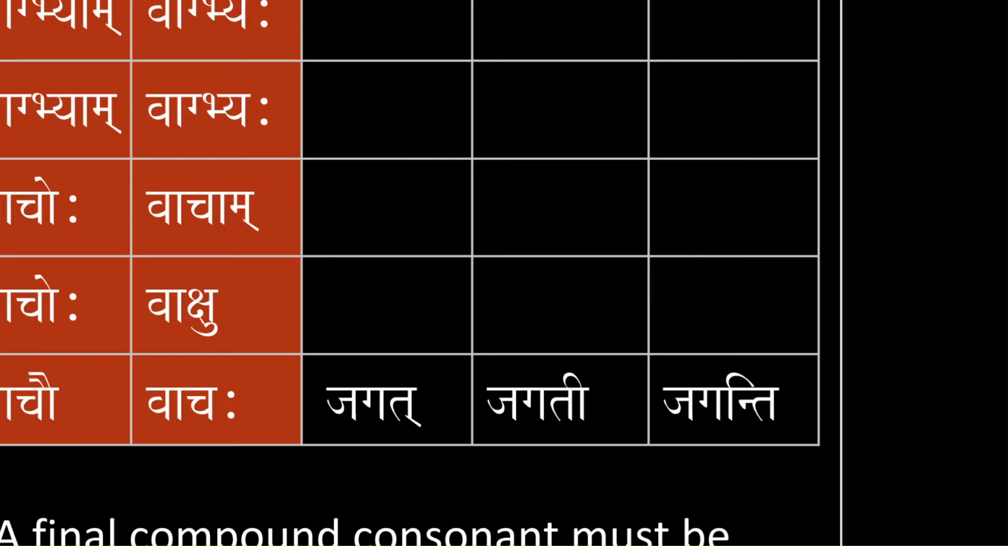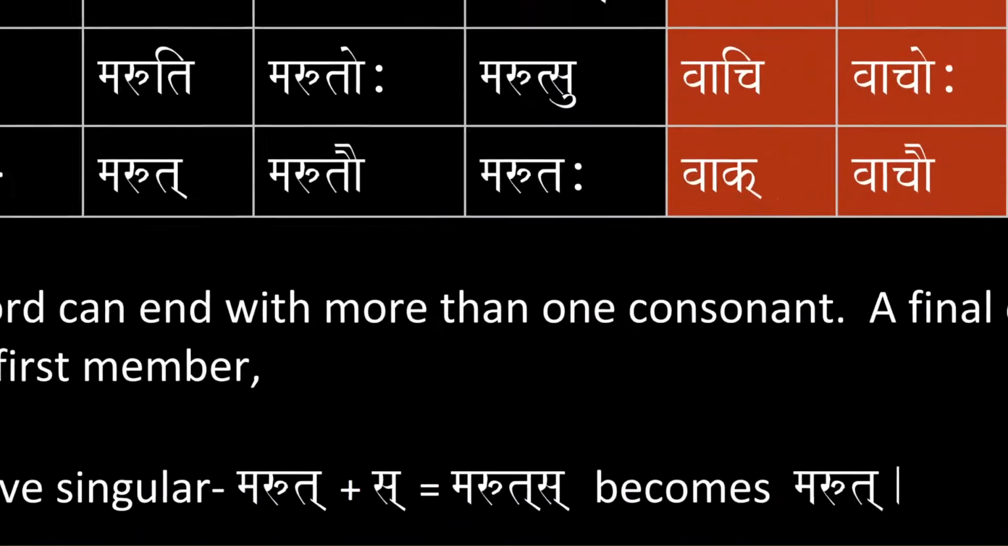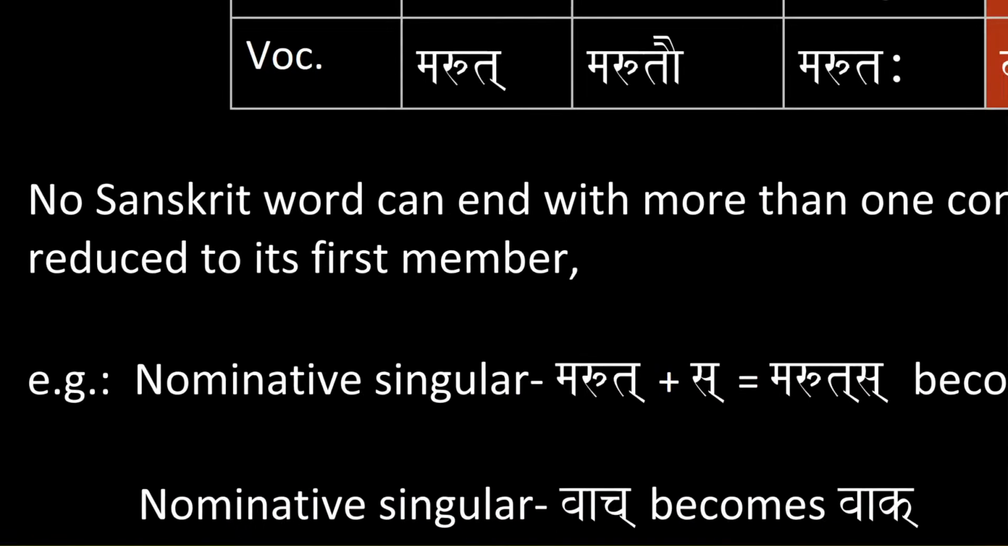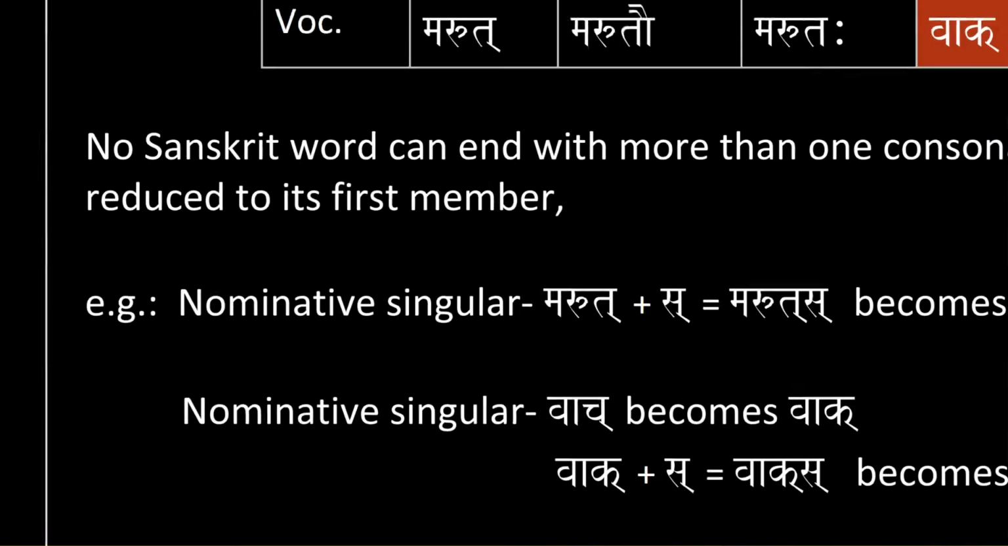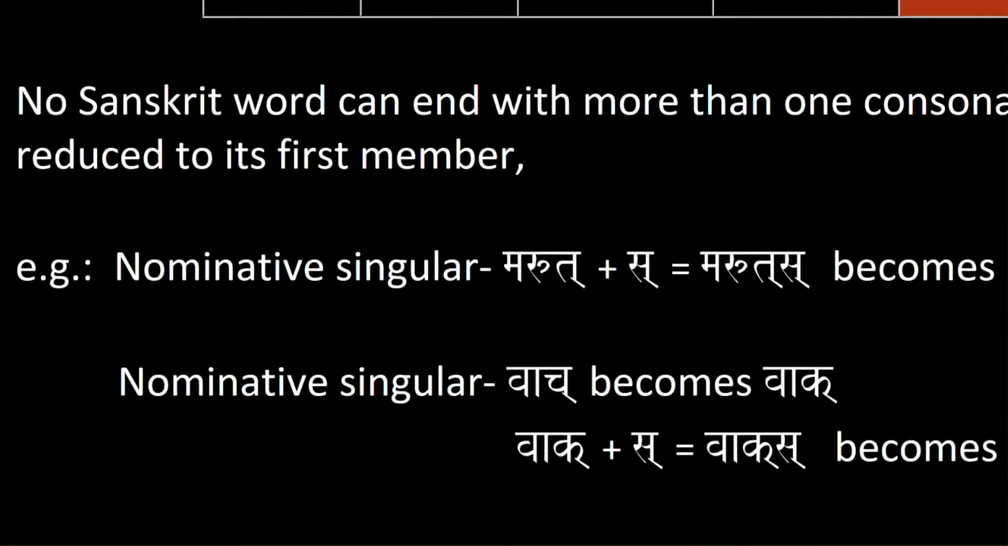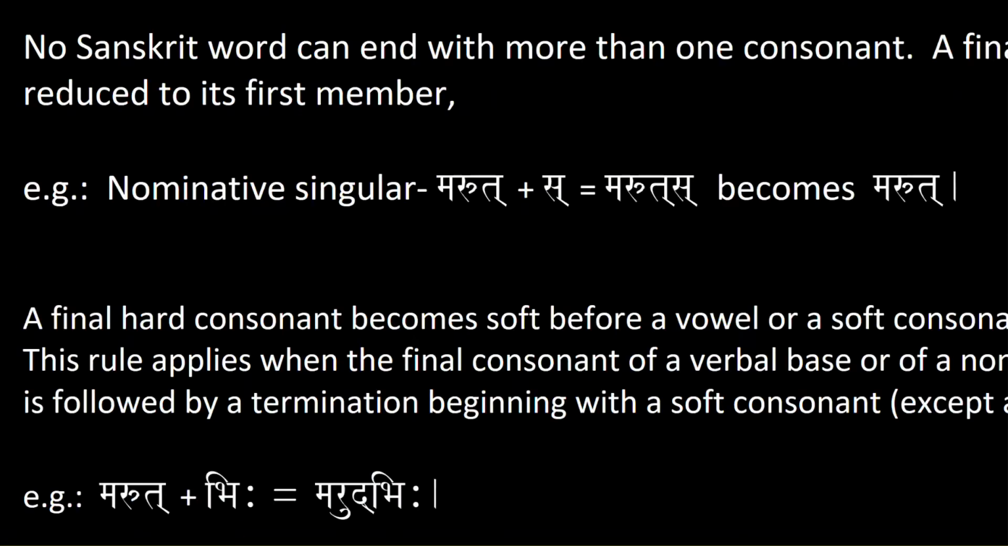And then for the vocative, singular, dual, and plural, we have the same concept. We have he jagat, he jagati, and he jaganti. Now let us look at the sandhi rules that apply, and let us have a deeper analysis of the changes that we are seeing in the declensions.